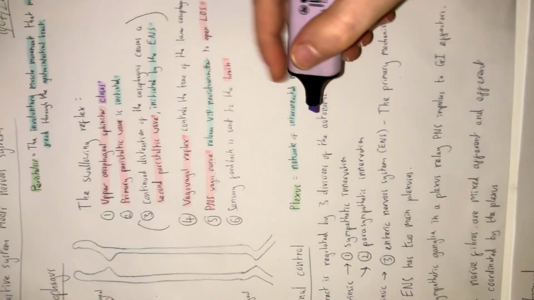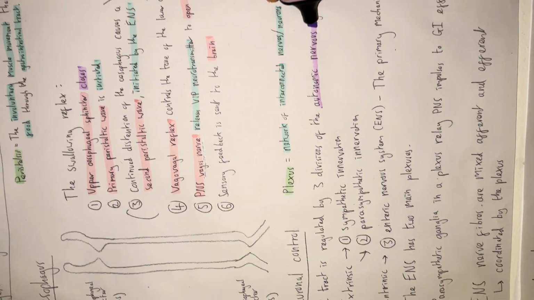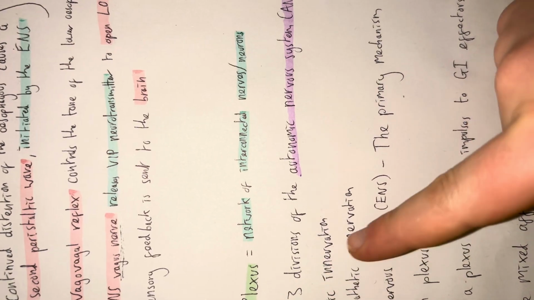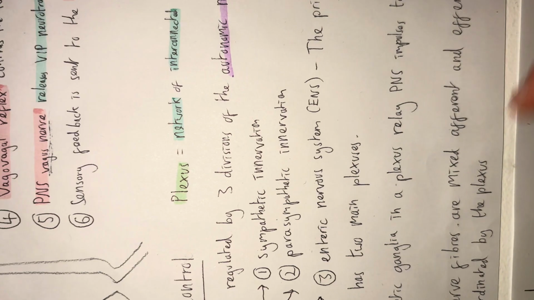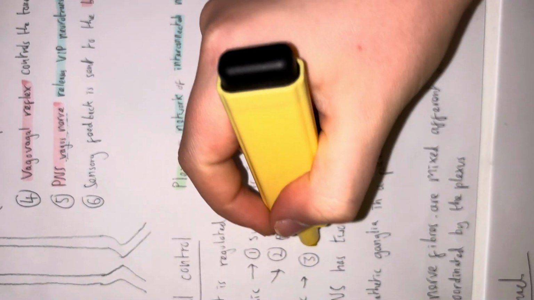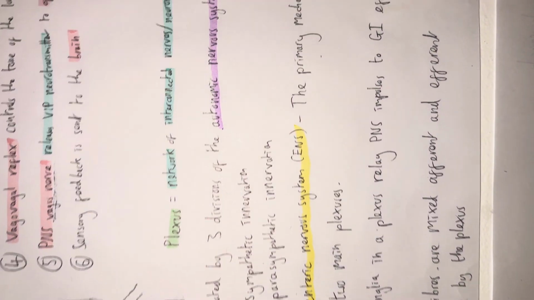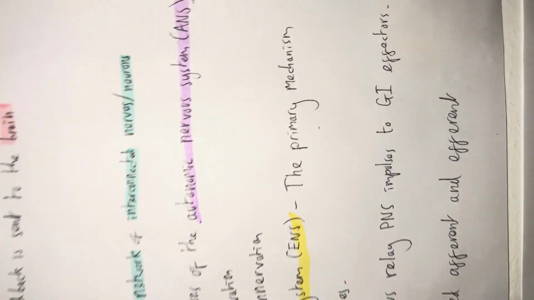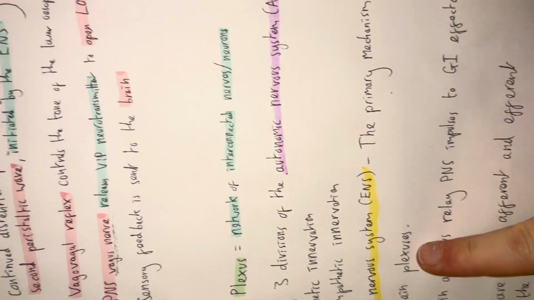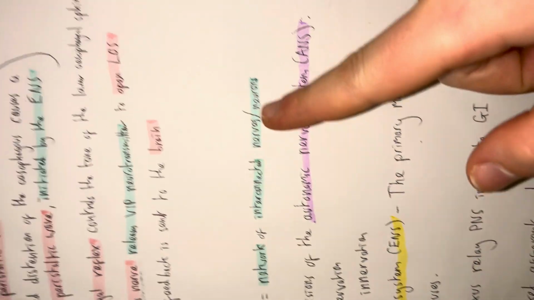Alright, so 3 divisions of the autonomic nervous system. So first we have the extrinsic, which is sympathetic and parasympathetic. And then secondly we have the intrinsic, which is the enteric nervous system, which is the primary mechanism, as we can see here. So the ENS has 2 main plexuses, so 2 main networks of interconnected nerves or neurons.